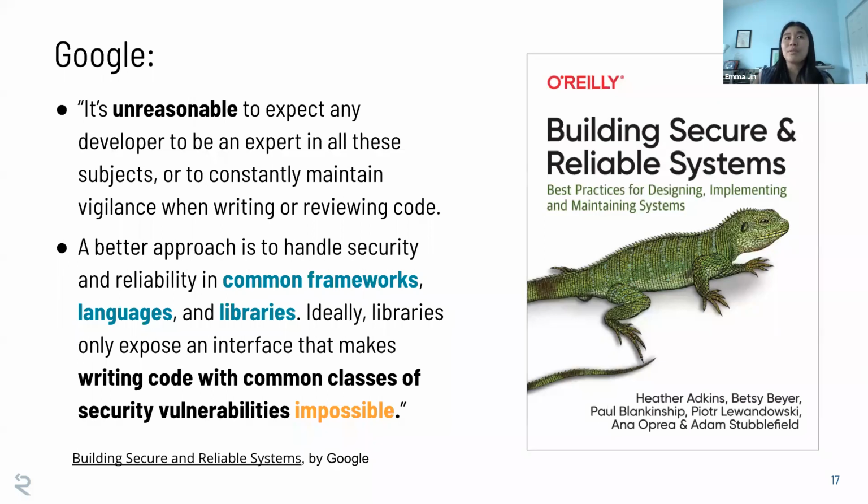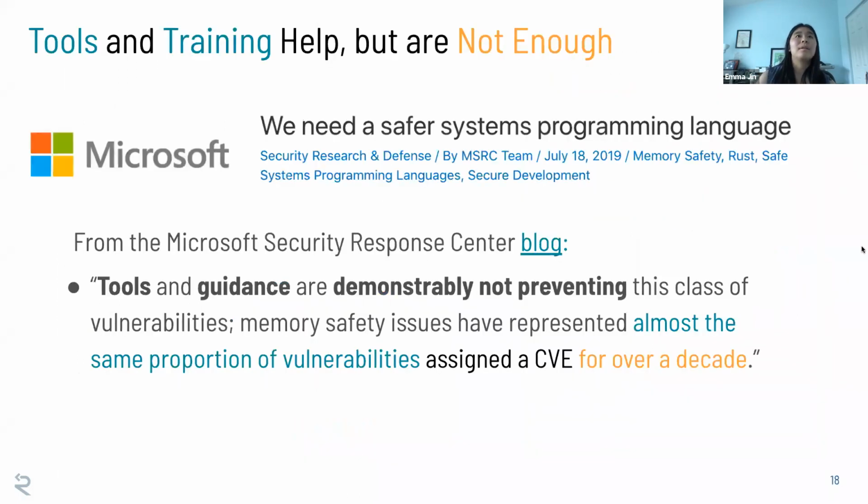So a better approach is to use common frameworks, languages, and libraries that make writing code with common classes of security vulnerabilities impossible. Of course, in the case of that new hire, we can train them. But based on experience, we know that this is not enough. Microsoft has spent a lot of money trying to improve its security, and they've found that tools and guidance are demonstrably not preventing memory safety issues, because memory safety issues had represented almost the same proportion of vulnerabilities for over a decade.